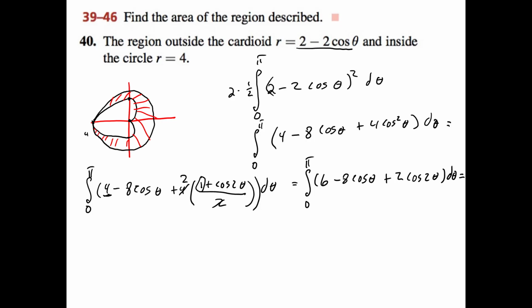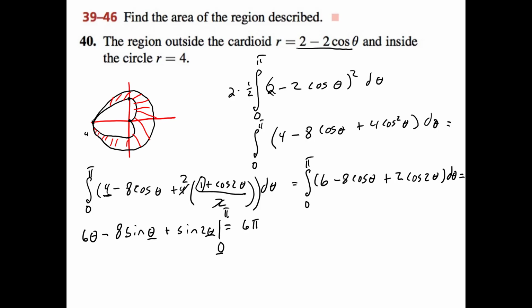And now we find the antiderivative. And so we get 6 theta minus 8 sine theta plus sine 2 theta, evaluated from 0 to pi. When you put in pi, you get 6 pi. And when you put in pi for the angles, you get 0. And when you put in 0 for the angles, you get 0. So the answer is just 6 pi.